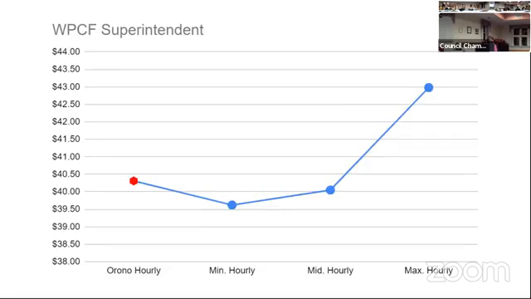WPCF superintendent. So this is an individual who is leaving just now with 31 years of experience, so you'd expect that he is on the upper end of the pay scale for the position.